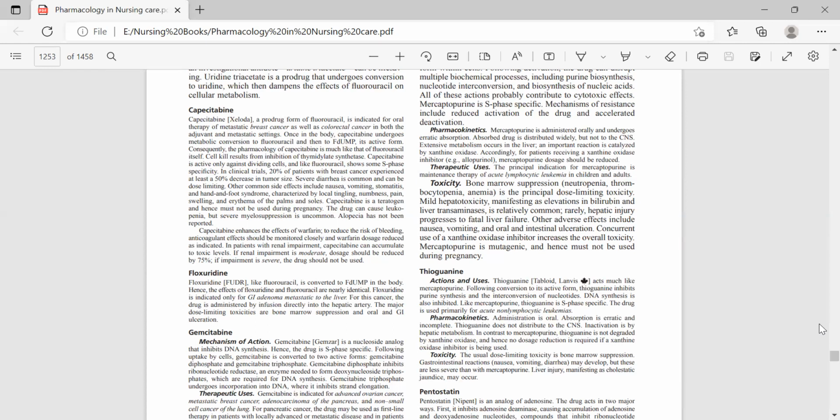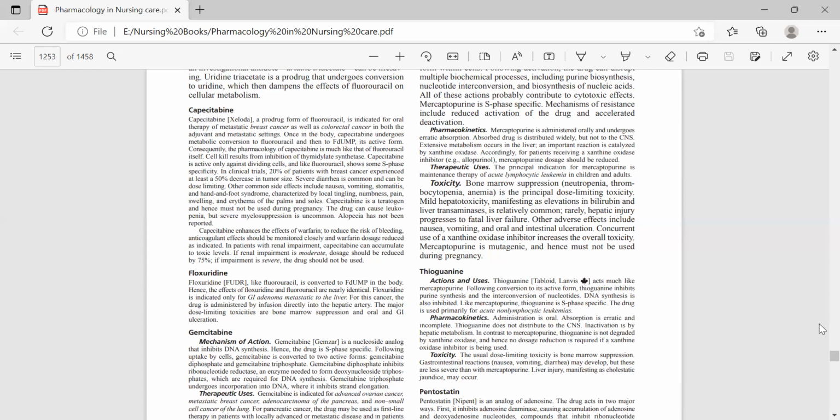In patients with renal impairment, capecitabine accumulates to toxic levels. So, if renal impairment is moderate, the dose should be reduced to 75%, and if the renal impairment is severe, the drug should not be used. Another drug is floxuridine, which is very similar to fluorouracil. The mechanism of action is the same, the effects are identical, and it is indicated in GI adenoma metastatic to the liver. Drug administration is infusion directly into the hepatic artery, and dose limiting toxicities again include bone marrow suppression and GI ulceration.